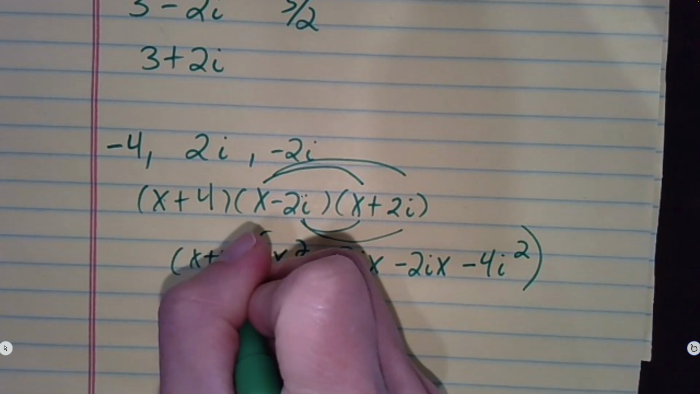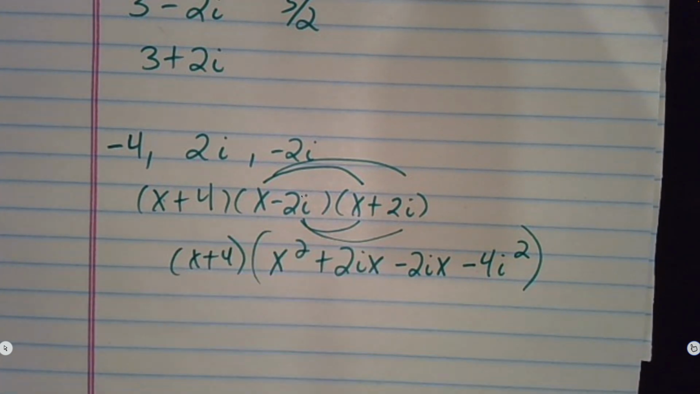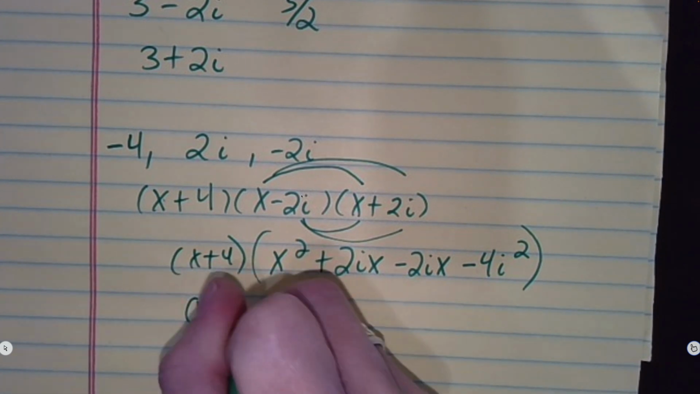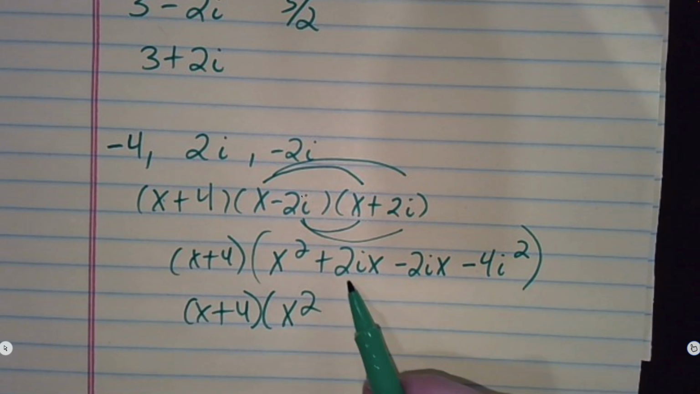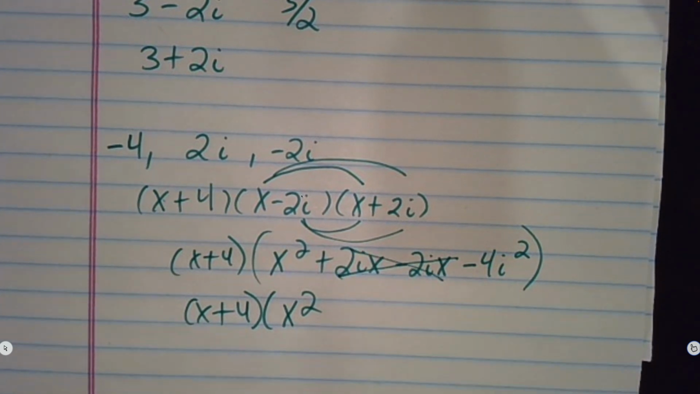What does an i squared mean? Negative 1. An i squared is negative 1. So let's simplify this one. I still have this little old x plus 4. Bring down my x squared. Those cancel out. That's why you always multiply your conjugates first. They're going to simplify. And what's negative 4 times negative 1? Positive 4.